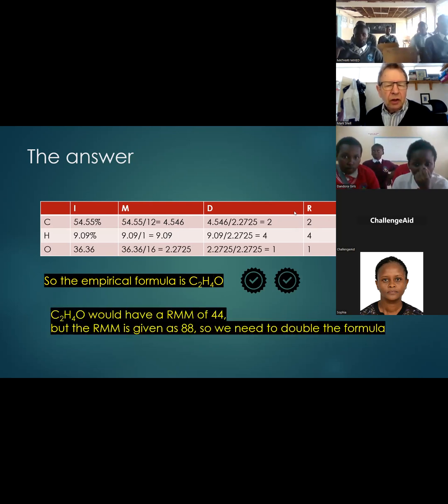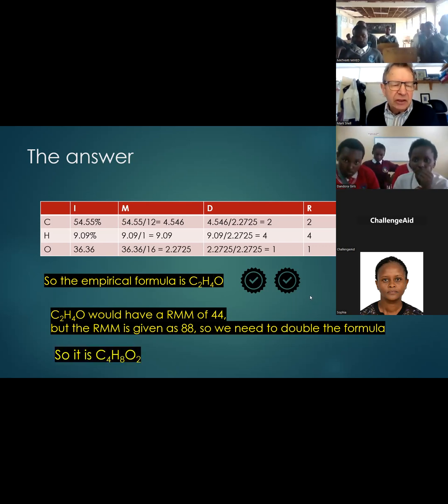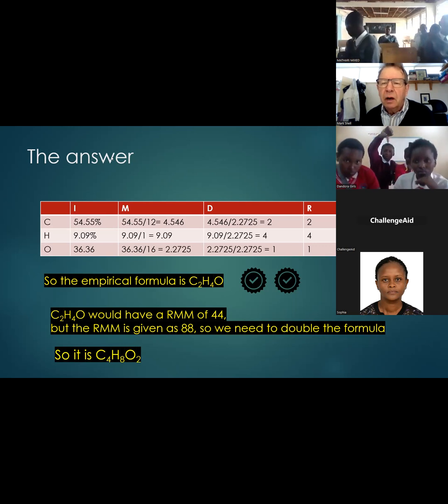And then we work out what C2H4O would weigh. Its RMM would be 44. The RMM is 88. So we need to double the formula, and so it becomes C4H8O2. C4H8O2. I hope you can see how that works. Mathari, well done on working that out.